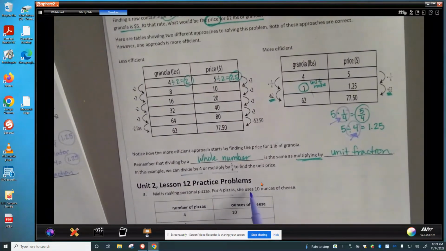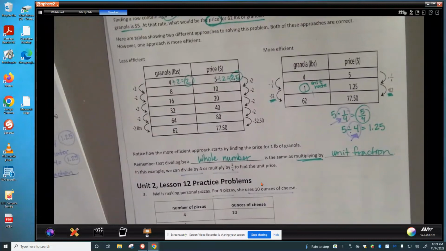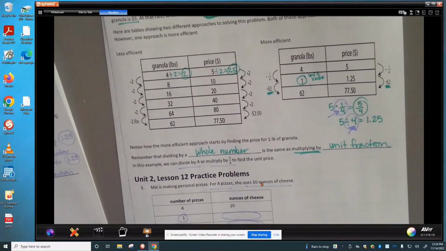If 4 pizzas use 10 ounces of cheese, how much per pizza? Remember, per means 1, so you need to find out how much cheese for 1 pizza and how much cheese for 15 pizzas. And then work on that for a minute.